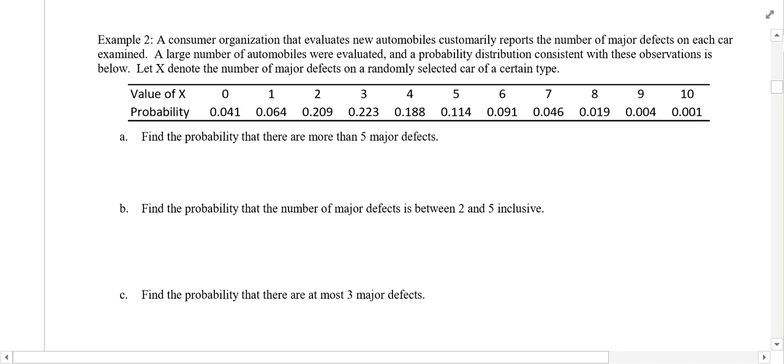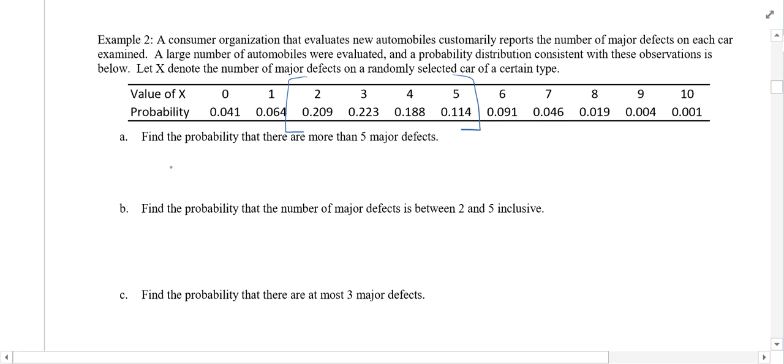Can you tell based on those probabilities? For example, 10 defects is very small, so is 0. So I would say most of them range, just so we have an idea about this, like 2 to 6, or really 2 to 5 is where we see most of our defects occurring. Okay, so we're just going to be asked some questions about this.